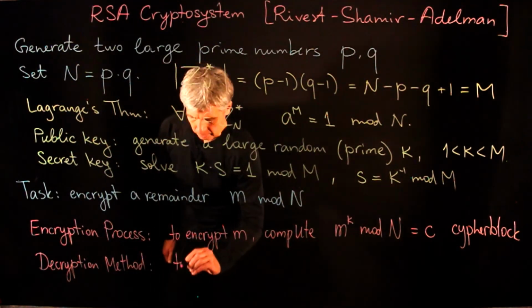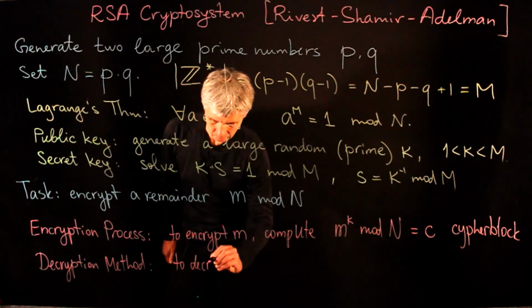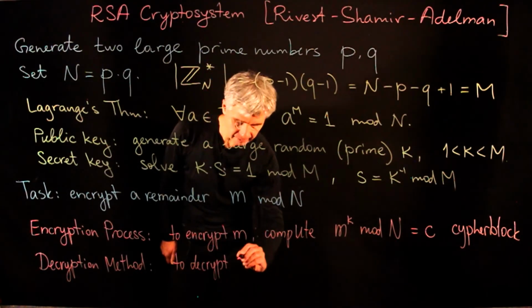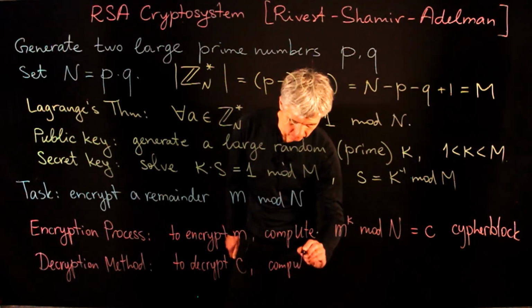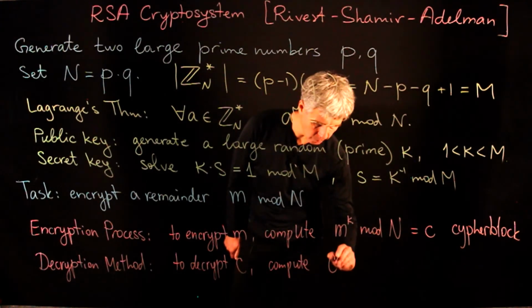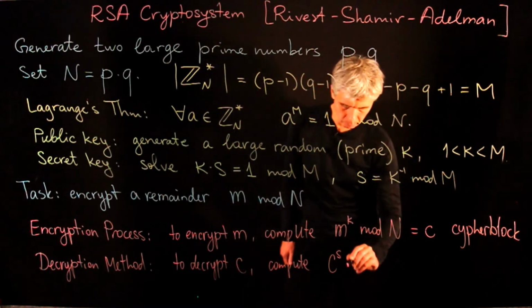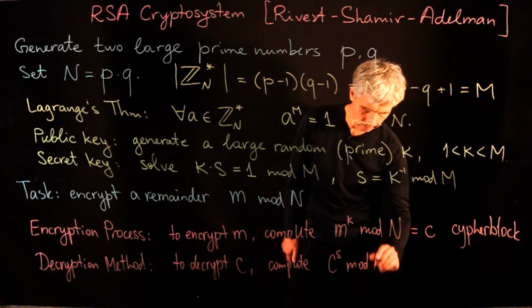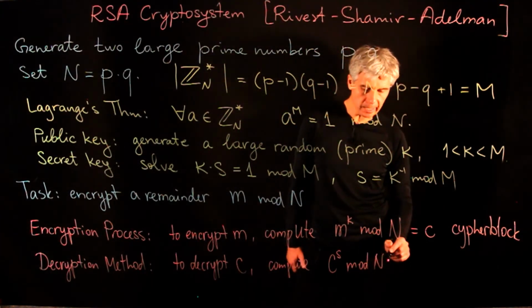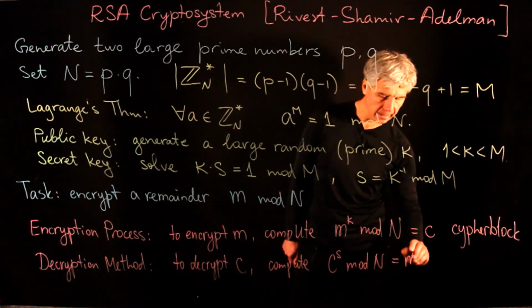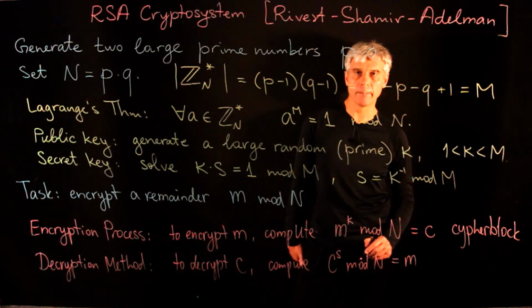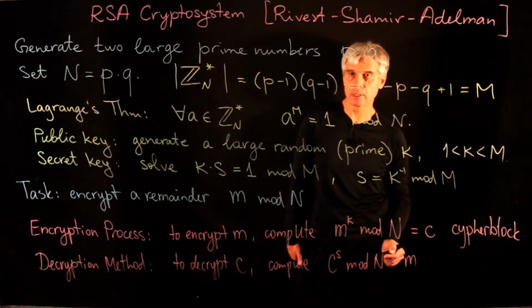So to decrypt C, compute C to the power s mod n. Now we claim that this will give us back our original message m. Let us see why this is true.